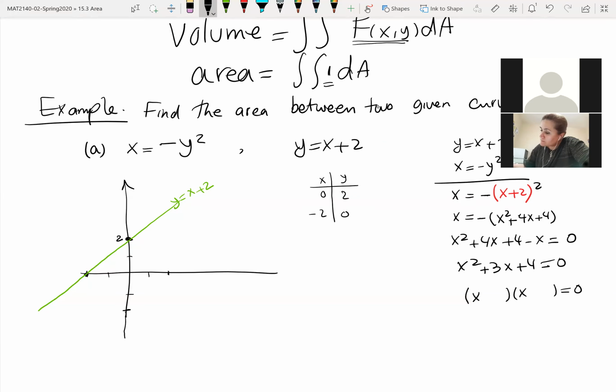It gives you what? Product of 4. Oh, that's a good question. Why? This is a very good question. What is the intersection of these two lines?